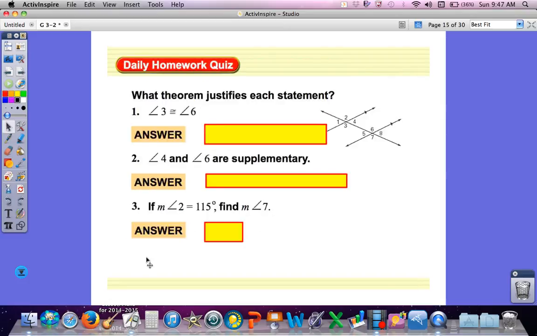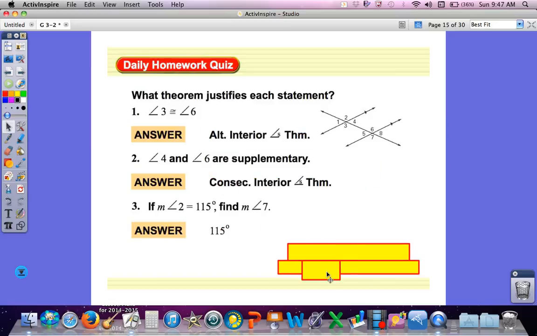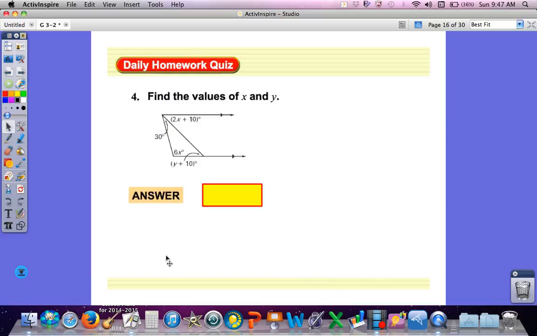Here's your daily homework quiz. See if you were able to follow the concepts. So you can pause this here. I'm going to pull these away. Okay. And now looking at number 4. See if you can do this. They want you to find the value of x and y. Pause it, see if you can find the answer. 17.5 and 35. I'm going to go through this one in case you have a hard time.